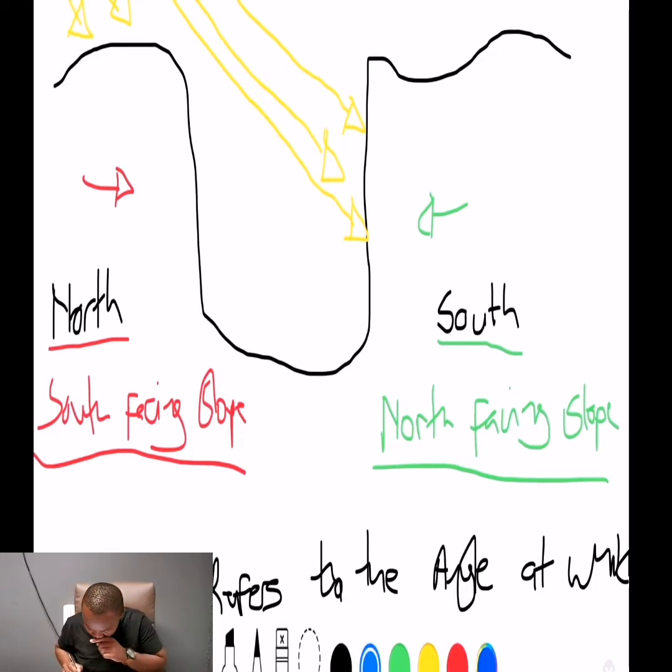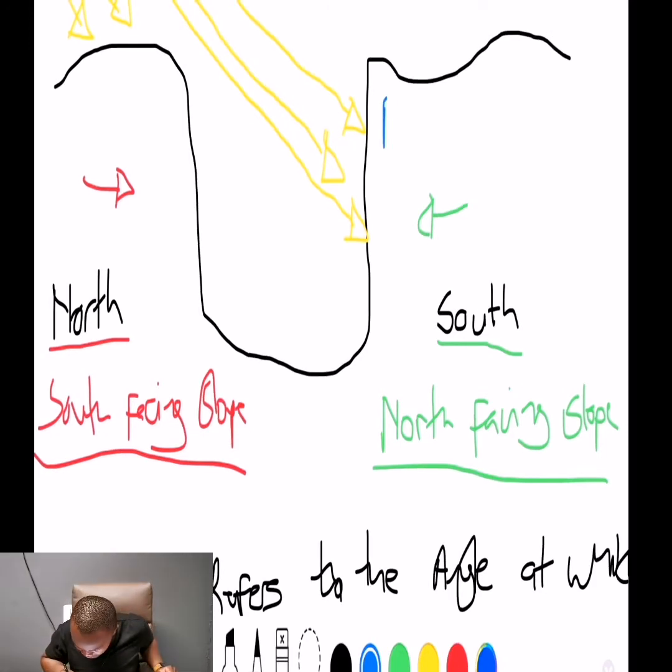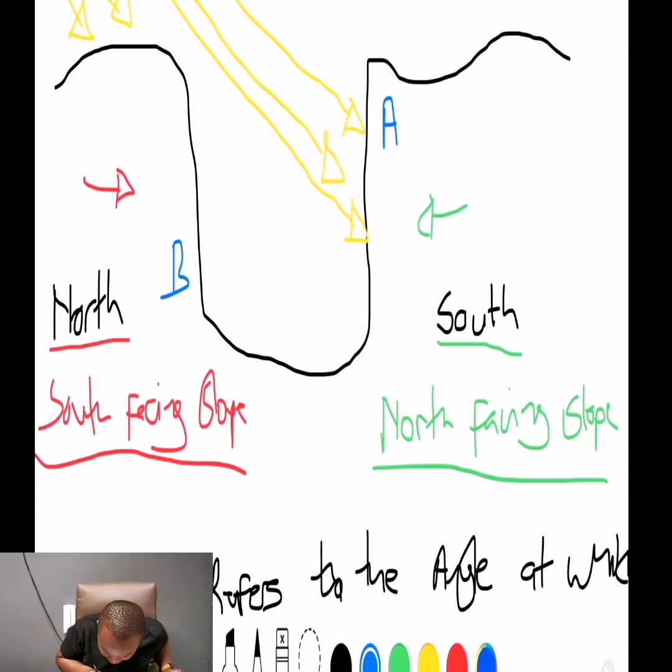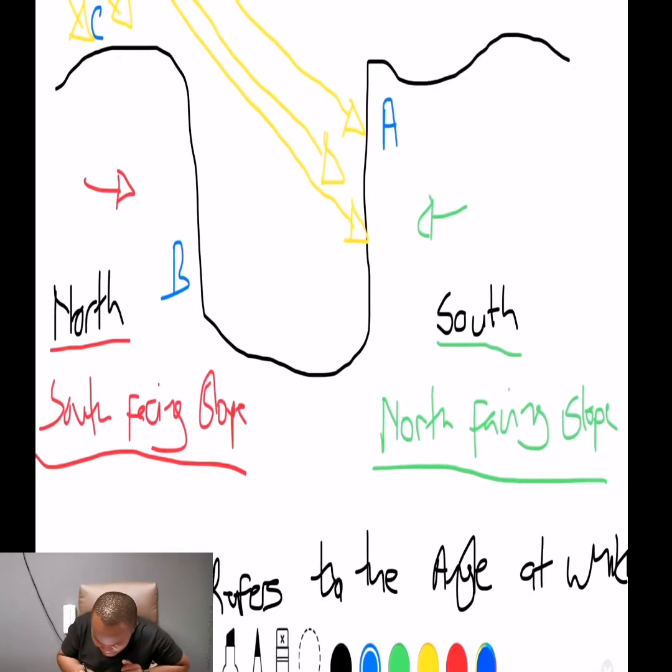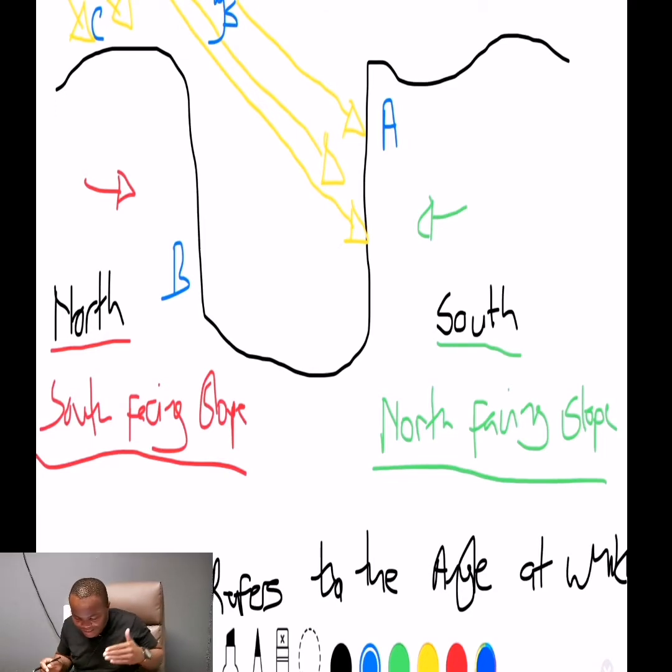And then again, let me label these three areas that I want us to focus on in this lesson for today. We have A here, and then we have B, and then let me label this part here C. Okay, so as I've said, these are our sun rays, and they are striking directly on the north facing slope. So the sun rays are striking on the north facing slope. So the aspects, the slopes that are facing the north, receive direct insolation and they are warmer.